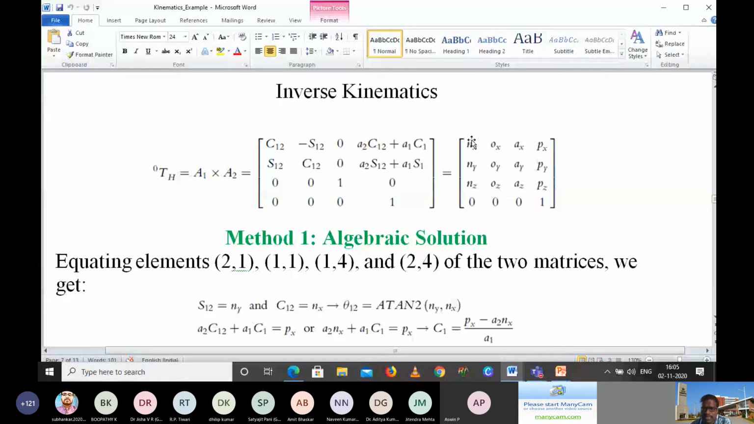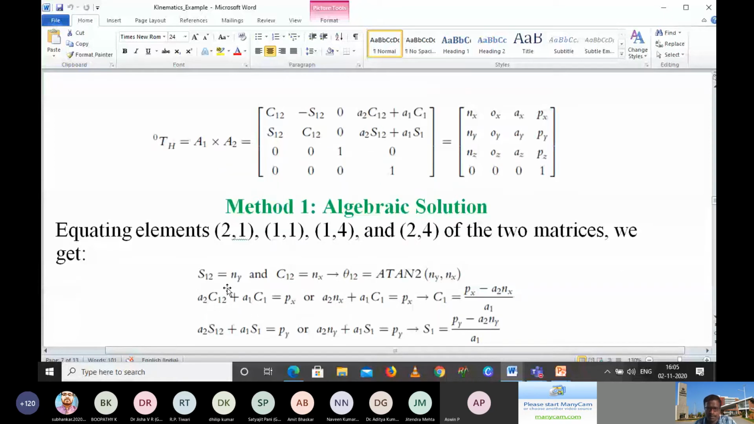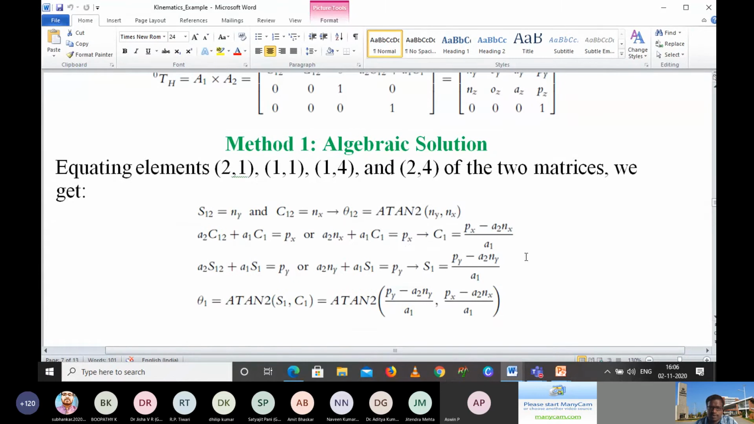matrix based on the morning transformation matrix. Now we can relate these two. For example, relating the 2, 1 term, you will get S12, that is sine of theta 1 plus theta 2, equal to ny. These two terms you can relate and you will get the value. Similarly, cos of theta 1 plus theta 2 you can relate to nx. Like this, you can compare the parameters and then calculate the values of theta 1 and theta 2. Whatever values are there, you can relate and calculate. This is one method of inverse kinematics.